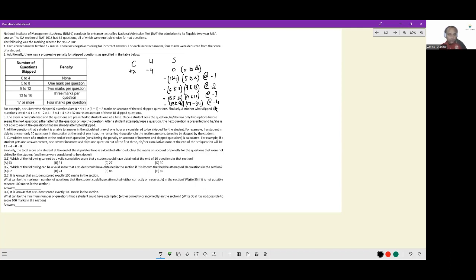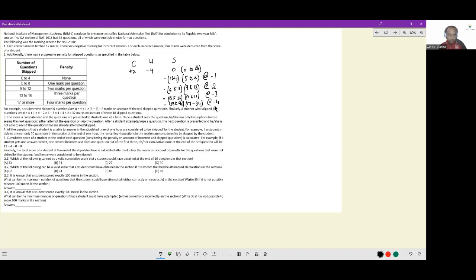The exam is computerized and the questions are presented to students one at a time. Once a student sees the question, he or she only has 2 options before seeing the next question. Either attempt the question or skip the question. After a student attempts or skips a question, the next question is presented and she is not able to visit the questions that are already attempted or skipped. So once you move on from first question to the second question, you cannot go back to the first question.